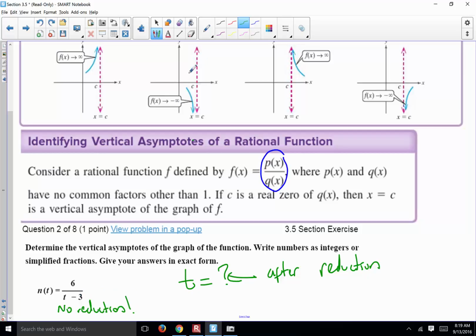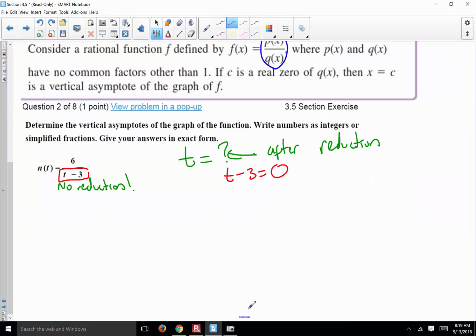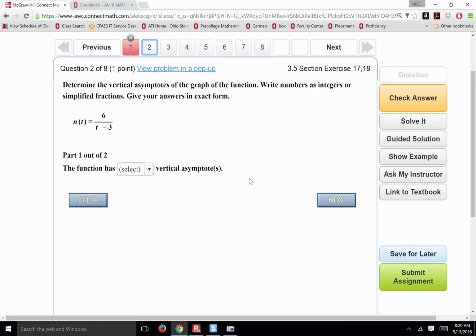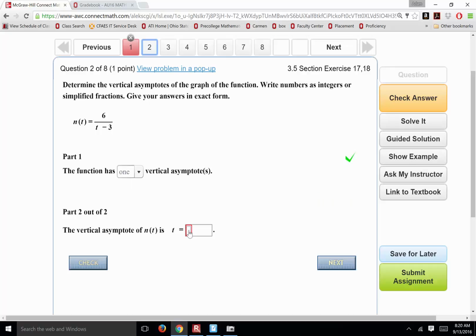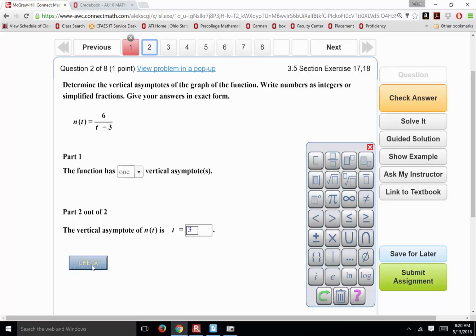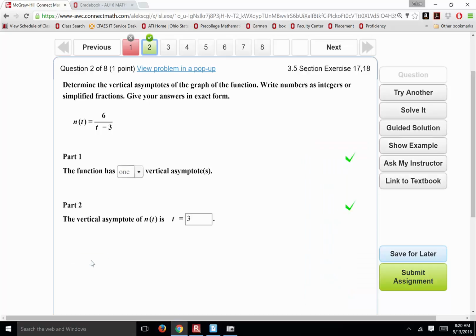Well, how do you decide? You need to decide what number makes t minus 3 equal 0. For this, don't risk it, don't try to guess it, just set it equal to 0 and solve. What number is that? It's 3, right? That's it. So we have one vertical asymptote, and that number is 3. Good. Have I ever used the graph? No, all algebra.